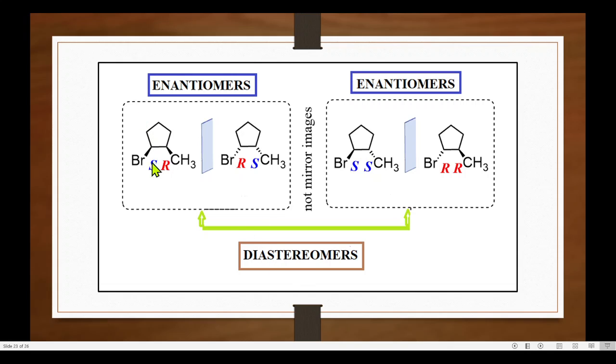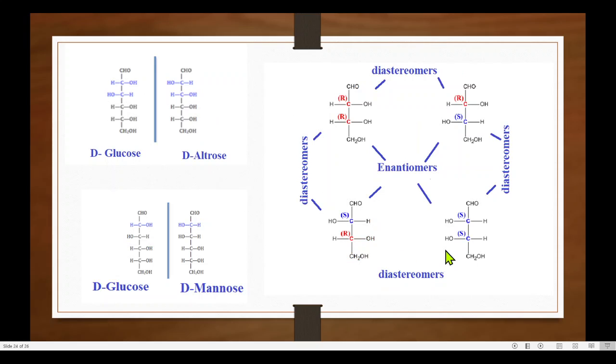See, these compounds which have a mirror image relationship with each other are said to be enantiomers, but these two compounds are diastereomers. Similarly, D-glucose and D-aldose, and D-glucose and D-mannose are some more examples of diastereomers. And for the compounds with two stereocenters, here these two are diastereomers, these two are diastereomers, these two are diastereomers, these two are diastereomers.